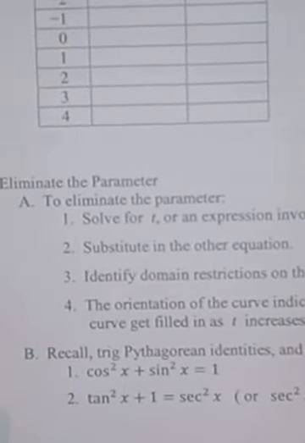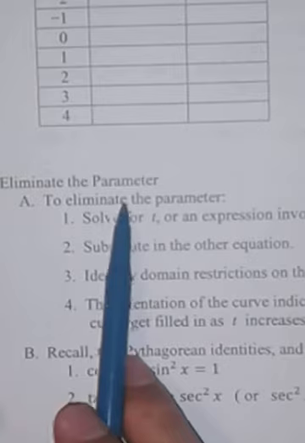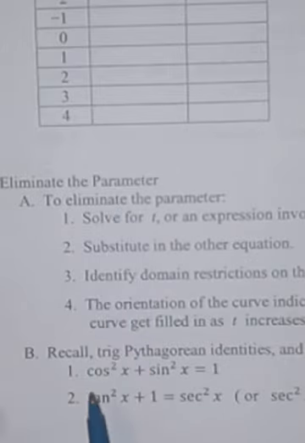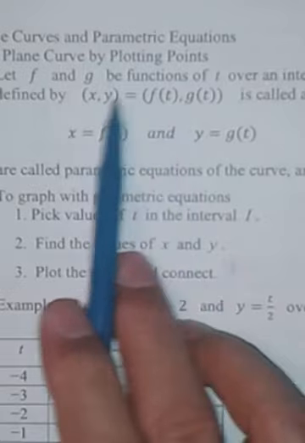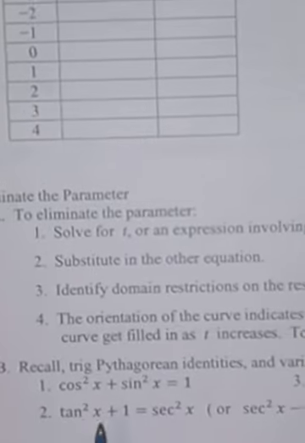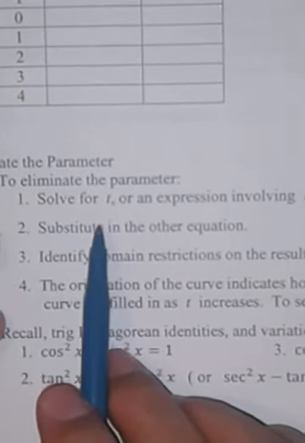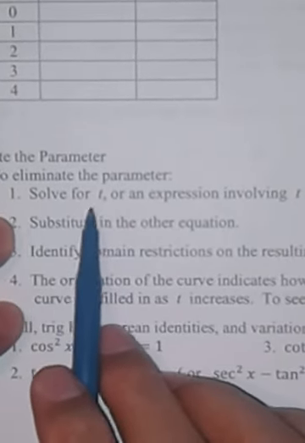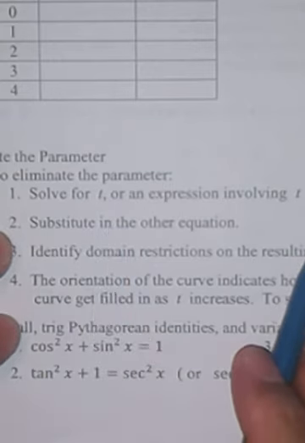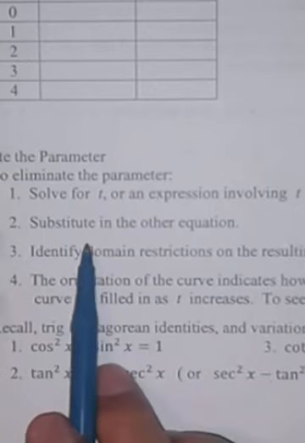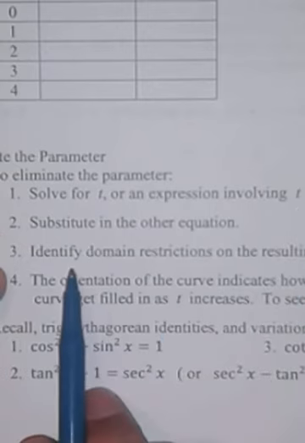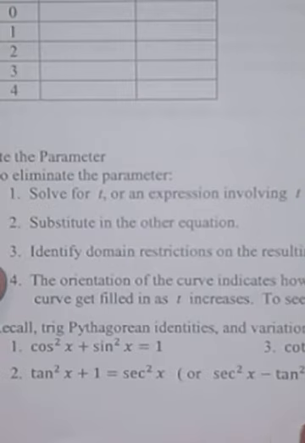So to eliminate the parameter means having parametric equations and writing in rectangular form. That means going a little bit kind of backwards, having f of t and g of t and writing it in terms of x and y. So some pointers. To eliminate the parameter, we can solve for t or an expression involving t in one equation. Notice it can be t itself or an expression involving t. Substitute in the other equation, identify the domain restrictions on the resulting rectangular equation, and we'll see how that's done.